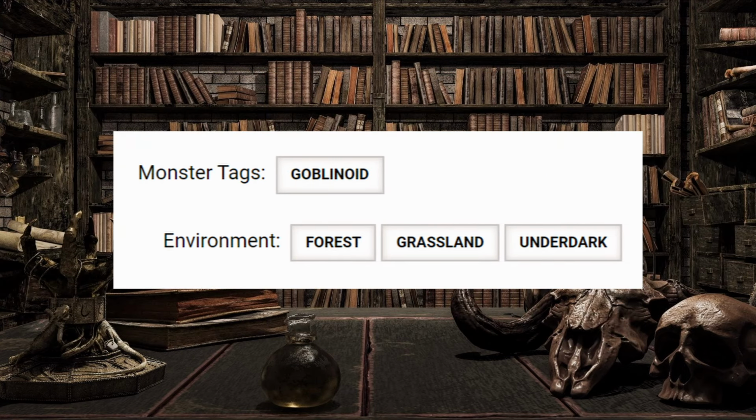Lastly, we have their environment tags. When using digital resources, we can see that bugbears are commonly found in the forests, grasslands, and the Underdark.